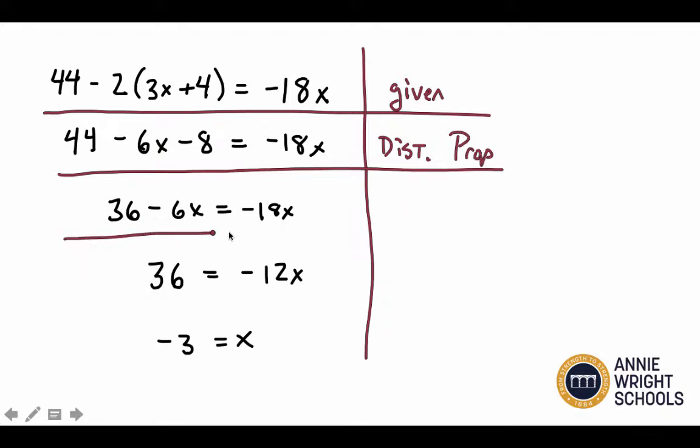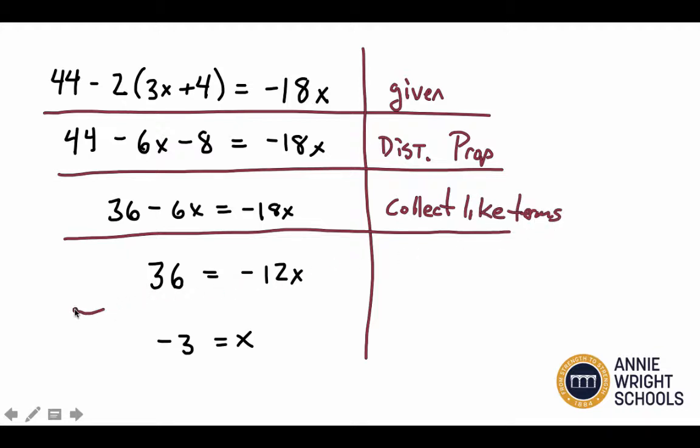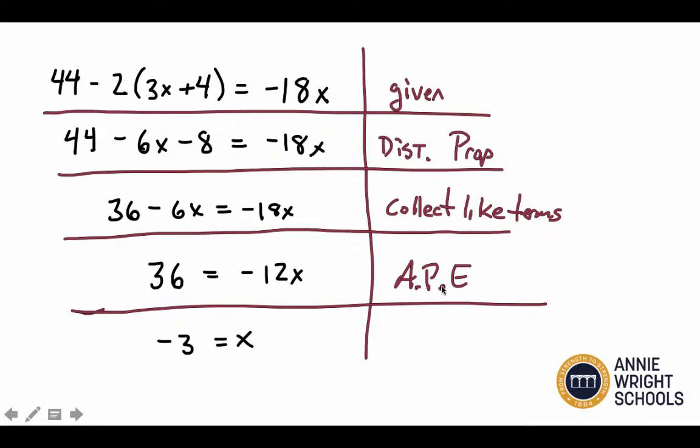And then how did we get to this step? Well, we collected like terms, or we added like terms. Now that's different than the next step where I actually added 6x to both sides. So we're going to call that the addition property of equality. And then we got here by dividing both sides by negative 12, so we're going to call that the division property of equality.